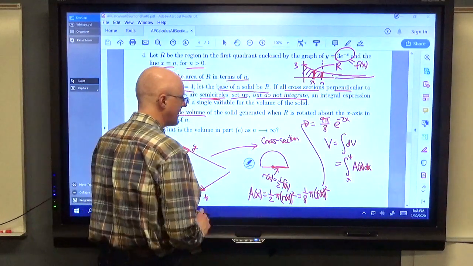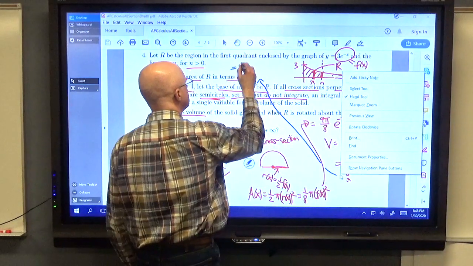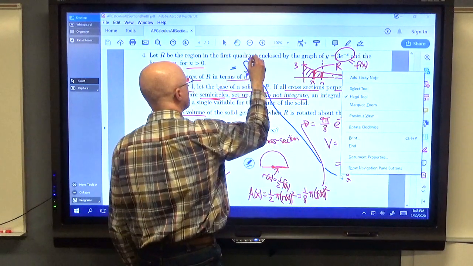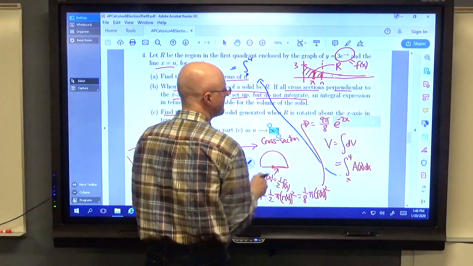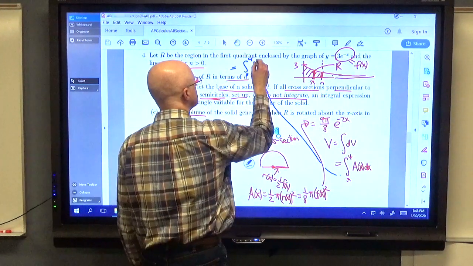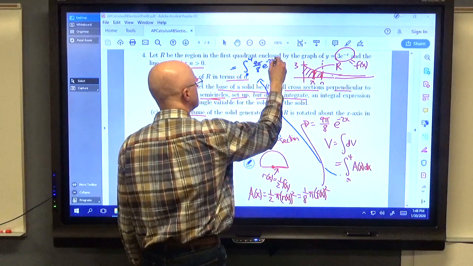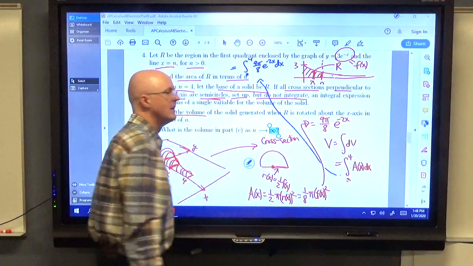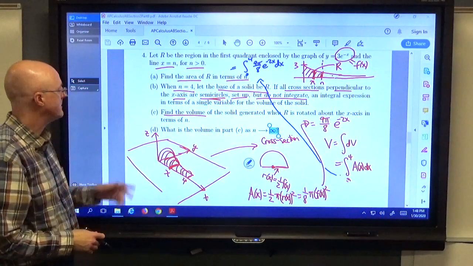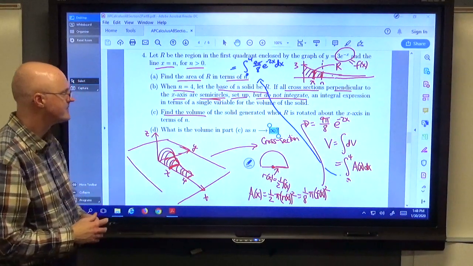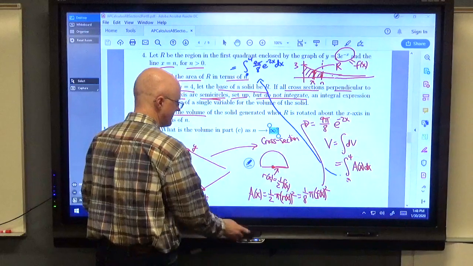So the final answer is going to be the integral from 0 to 4 of the area function, this thing, 9 pi over 8 times e to the negative 2x, which technically you could do, okay? But I'm going to do an actual integral in part C. So that would be the volume of this object, as an integral that we don't actually integrate.